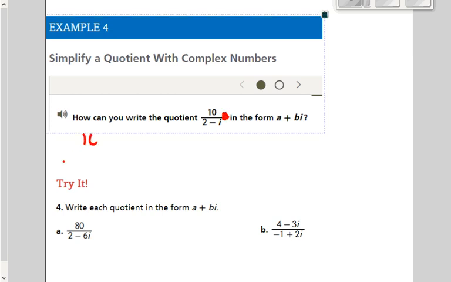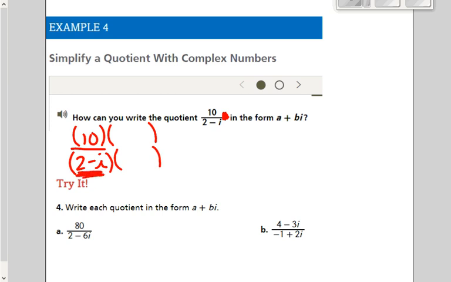All right, so we have 10 over 2 minus i. And our goal here is to try to get the i out of the denominator. We're working with the quotient with complex numbers. The strategy that we'll incorporate is we'll multiply the top and bottom by the conjugate of the denominator. So if we multiply top and bottom by 2 plus i, here's what's going to happen.